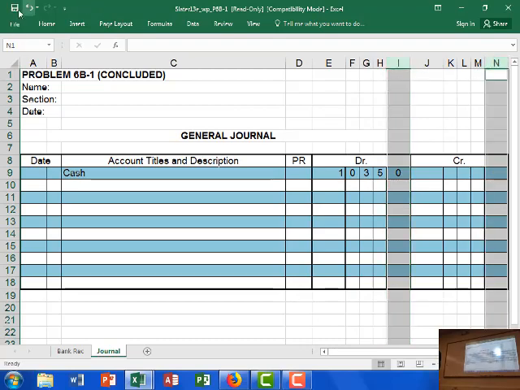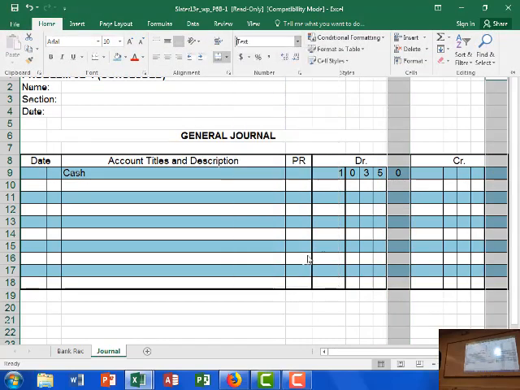I got to fix that because that's going to bug me all day long. One moment.